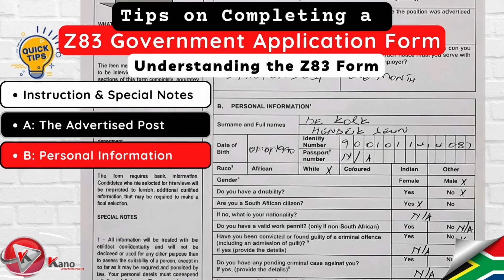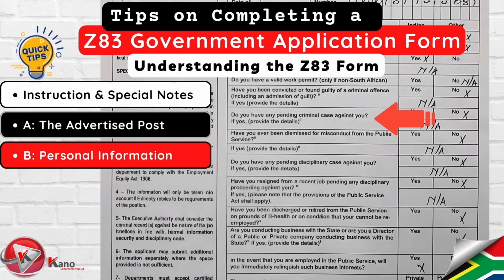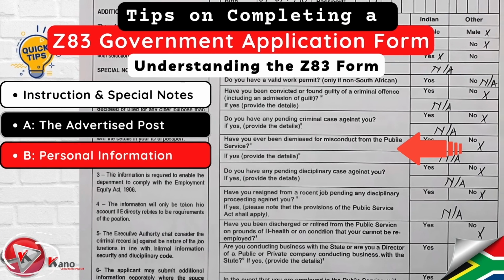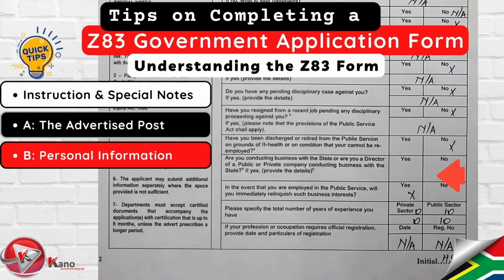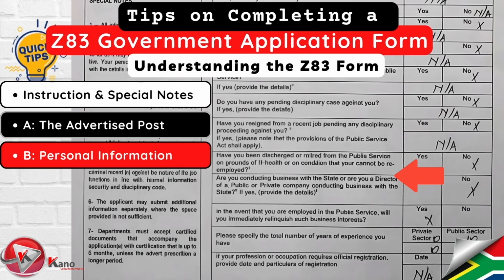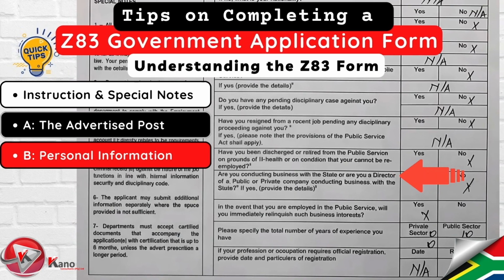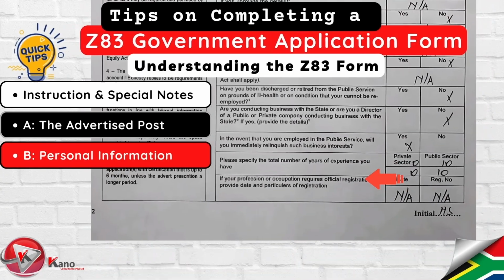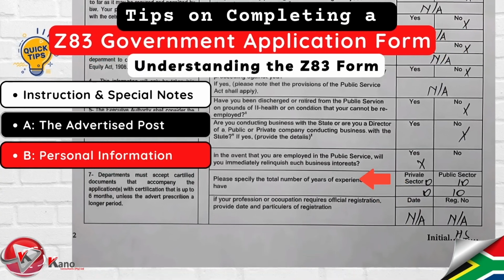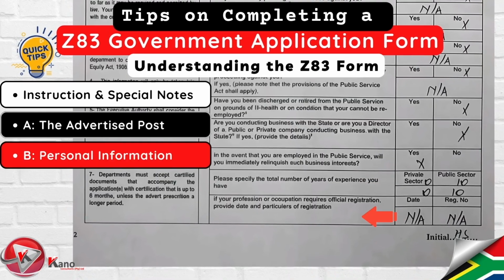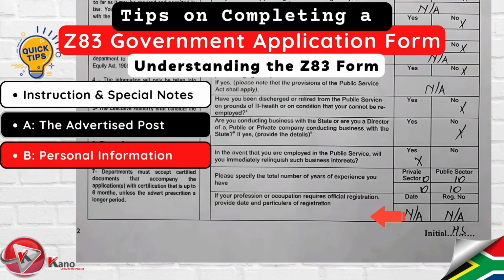This section also asks whether you have any criminal record, or if you have ever been dismissed from the public service. In addition, you must indicate whether you are currently conducting business with the state, or if you are a director of a public or private company that does business with the state. Finally, Section B requires you to state how many years of experience you have in your field, and whether your profession, or occupation, requires an official registration or designation.